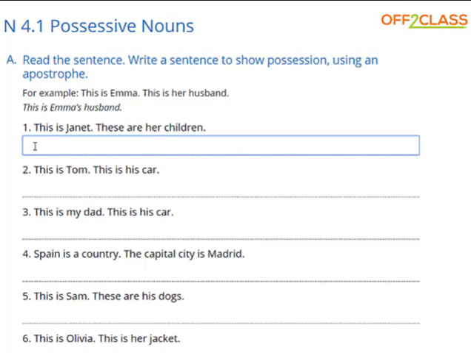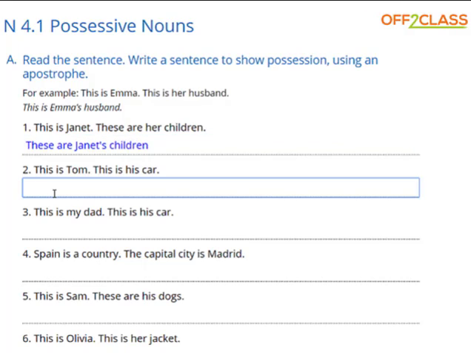So this is another kind of tricky one. So if you're not familiar with the singular versus plural, you might want to go back to A1 level content, but these are Janet's children. Remember that. Remember these versus this. All right, so remember back in the beginning we were talking about when to use apostrophes. This is how you do it.